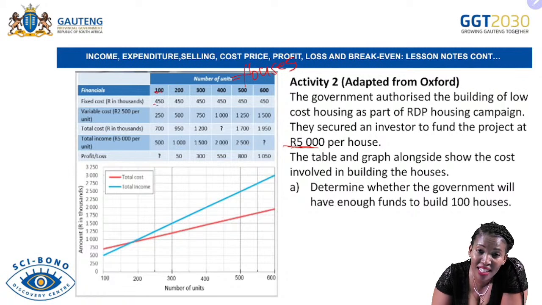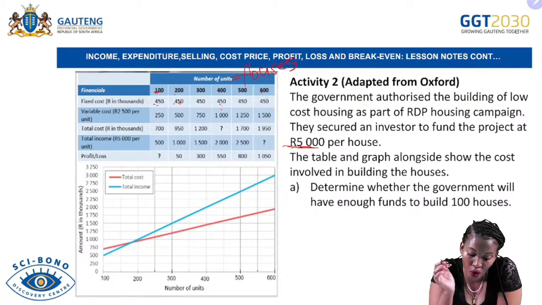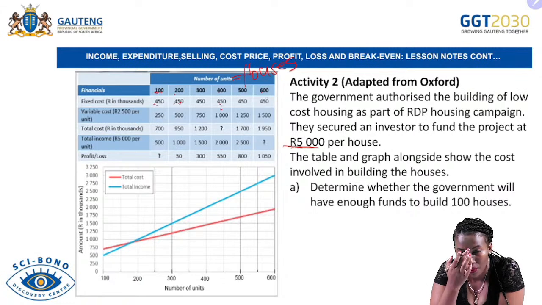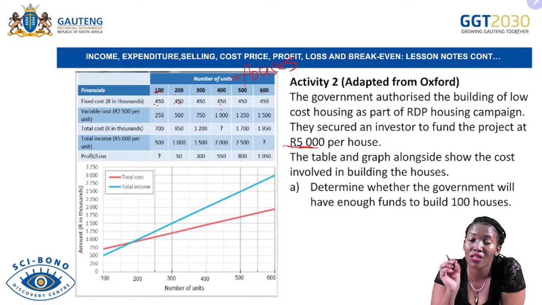If you build 200 units, there's a fixed cost of 450,000. If you build 400 units, there's a fixed cost of 450,000. When you build 600 units, there's a fixed cost of 450,000. So it doesn't matter how many units you are building, there'll always be that fixed cost of 450,000. What does this mean? It means if you're going to draw a graph for your expenses, your expenses graph will not start at 0, but it will start where?